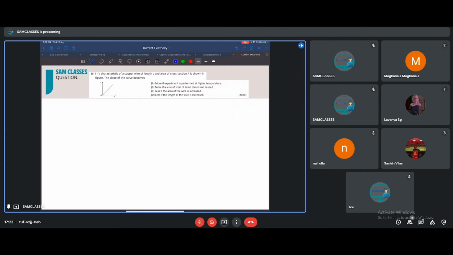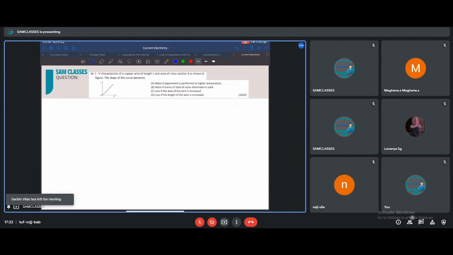IV characteristics of a copper wire of length L, and this is given. So what will be the value? More if the wire is performed at higher temperature. More if the wire of steel of same dimension is used. What will be the answers? Check it. So basically IV gives what? Again, understand, it gives you the slope. But slope gives you what here in this case? 1 by R. So now you need to think 1 by R in terms of length, whatever they are talking about.